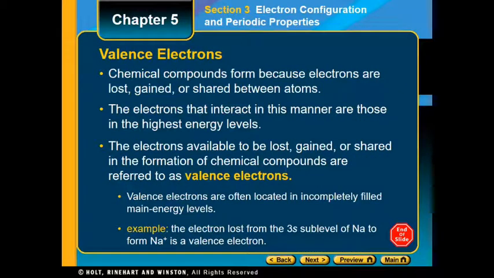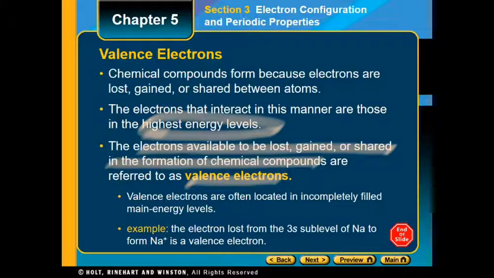Next up, we have valence electrons, and you've already heard this term before. The official definition for valence electrons is electrons available to be lost, gained, or shared in the formation of a chemical compound. Again, these valence electrons are typically the ones at the highest occupied energy level. We have talked about that, in your S and P sublevels. It also says your valence electrons are often located in incompletely filled main energy levels.